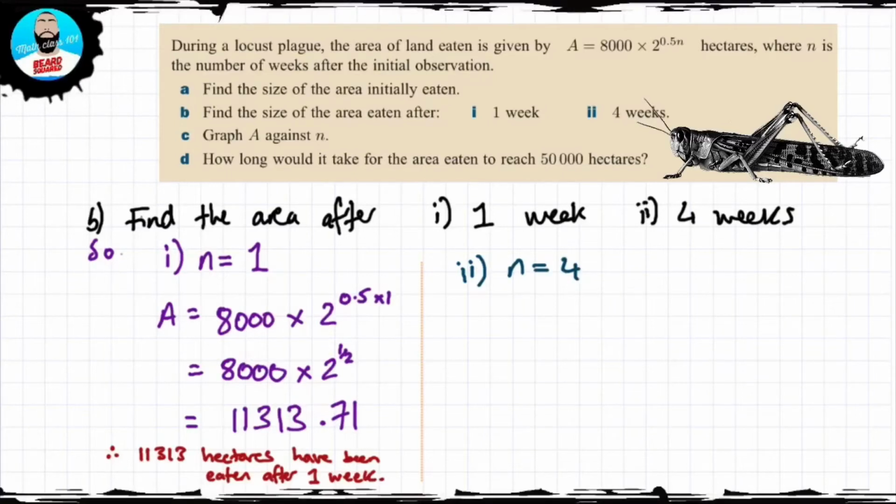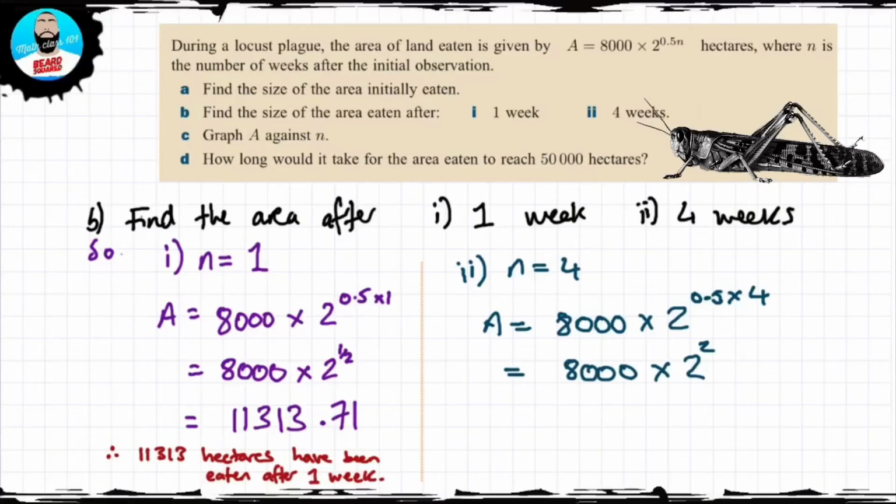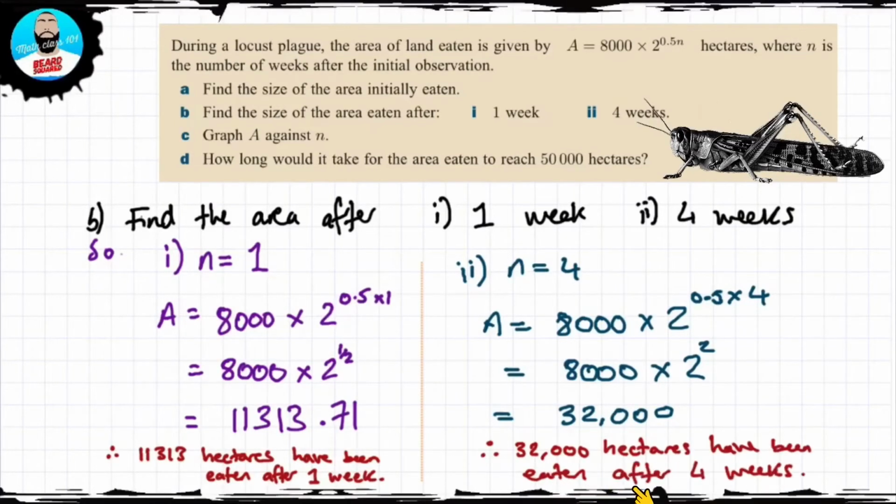In the second part, all we're going to do is make n equal to 4. So we're going to substitute that into the same formula, in the same function. 8,000 times 2 to the power of 0.5 times 4. That gives us 8,000 times 4, which is 32,000. We can write a statement. Therefore, 32,000 hectares have been eaten after 4 weeks.